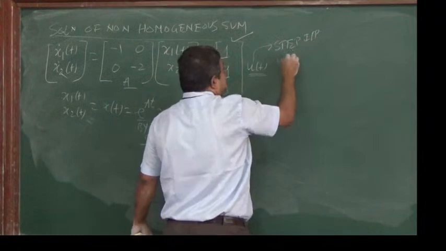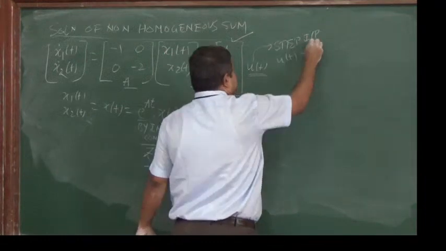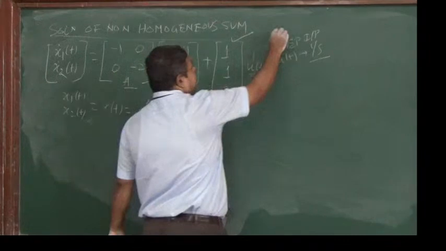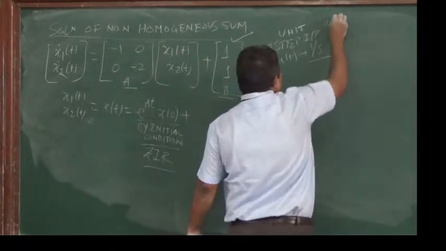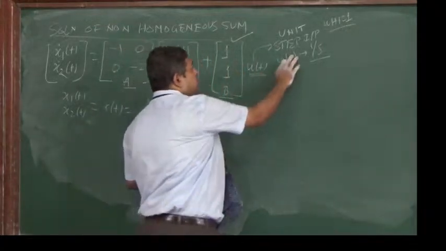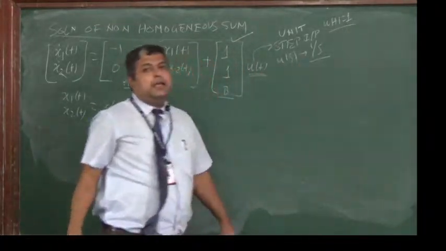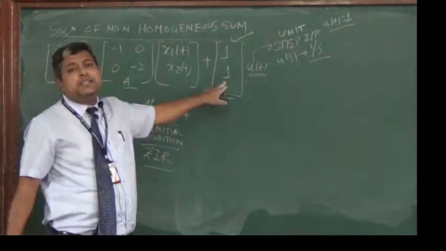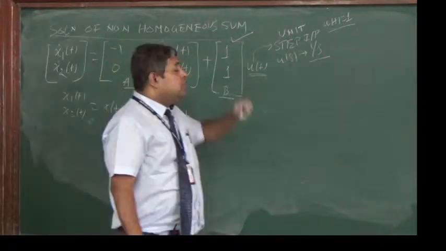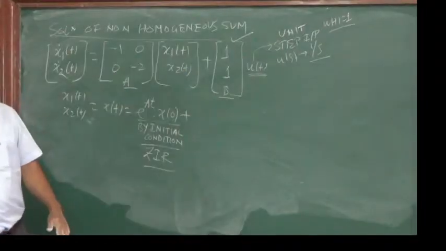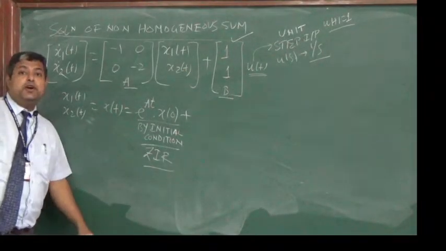What is meant by step input? Laplace 1 by s. Okay, unit step input. Let's take this as unit step input. Unit step input means u(t) has amplitude 1 and U(s) is 1 by s. So this is the system, and the forcing function is the unit step input. What will be the state variable equations for this system?